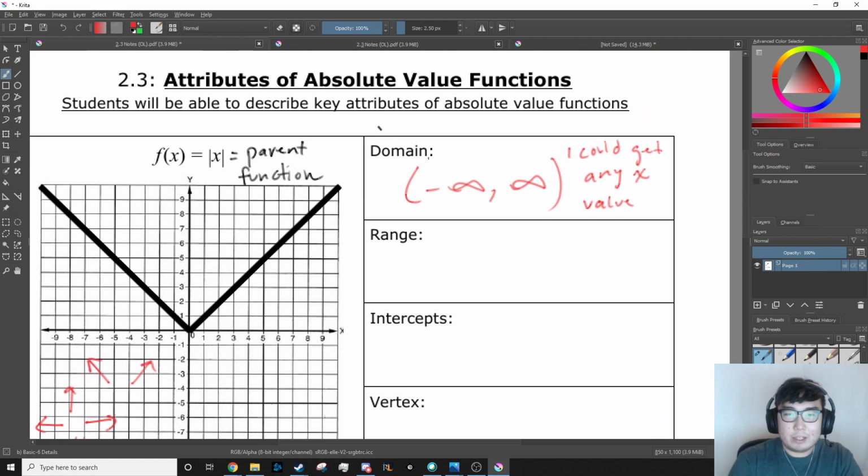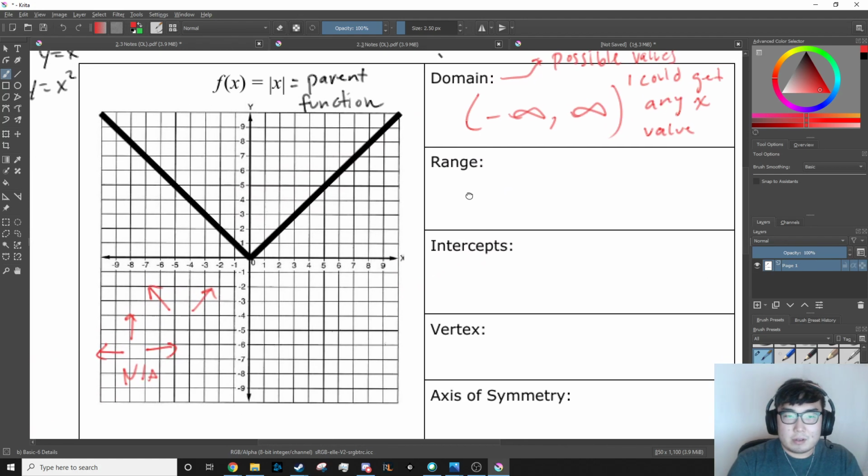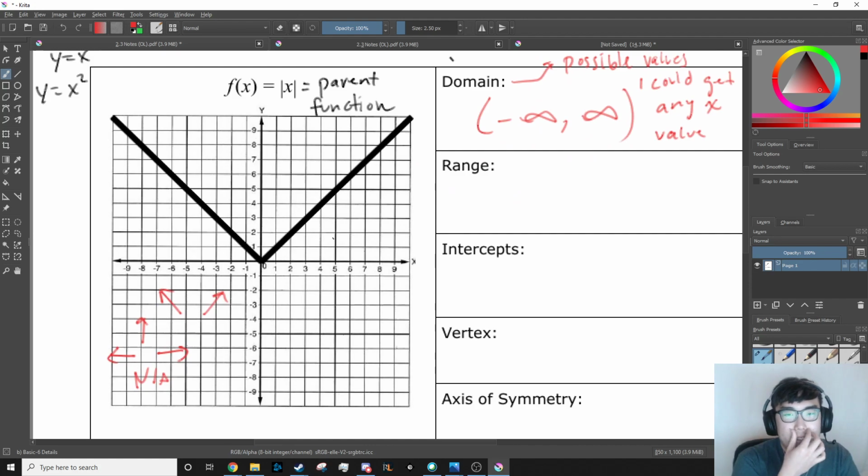Know that domain and range, we're talking about possible values. But what about my range? My range, I know that I can't have any negative values. So the way that we write that is, what is my smallest value for my range then? Is it 1? No, because my 1 isn't my lowest value. My lowest value is actually 0.